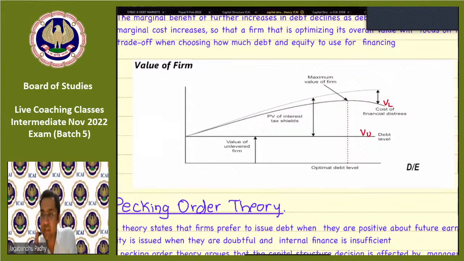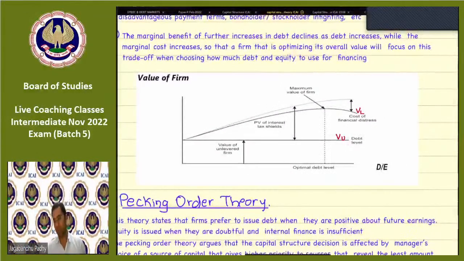Internal finance means the surplus profits, past profits. Agency cost is the cost that the company incurs over their managers, because in case of a company, the managers are separate and the owners are separate. So the owners need to pay some amount to the managers so that they work for the company, and that's the agency cost. Along with that, there may be some conflict of interest also. That conflict is again a sort of agency cost that the company has to pay.